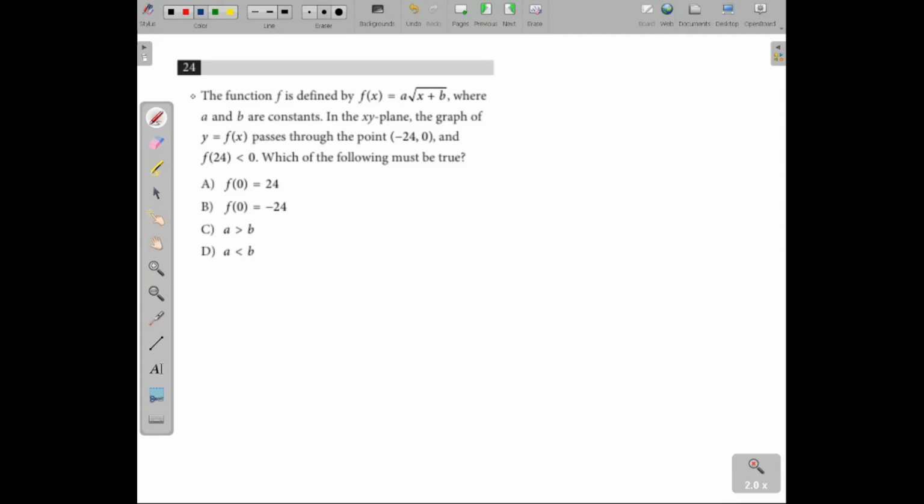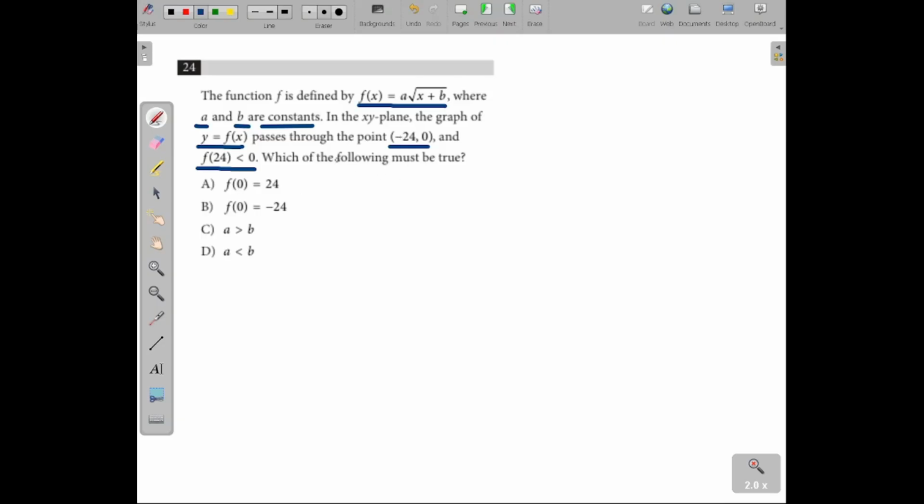Number 24. The function f is defined by f of x equal to a square root of x plus b, where a and b are constants. In the xy plane, the graph of y equal to f of x passes through the point negative 24 and 0, and f of 24 is less than 0. Which of the following must be true?